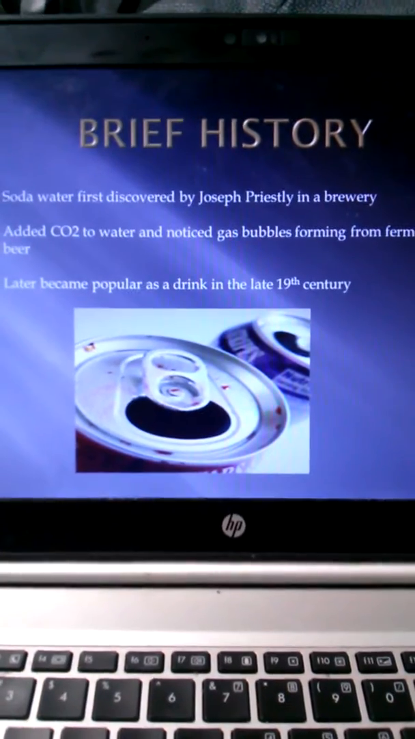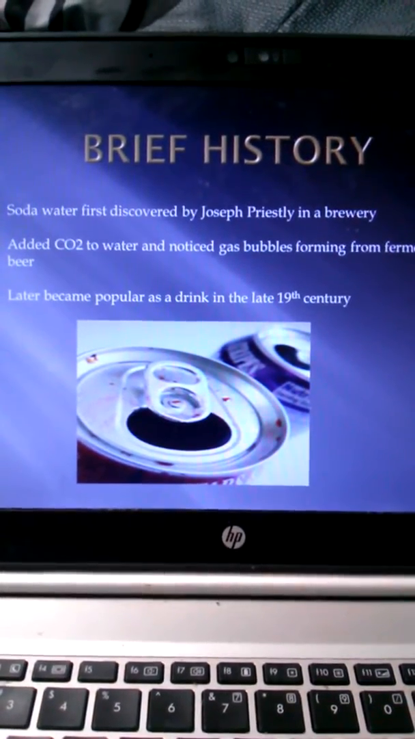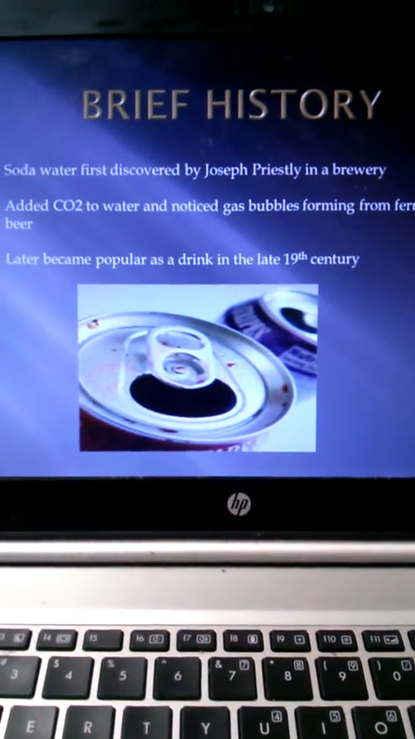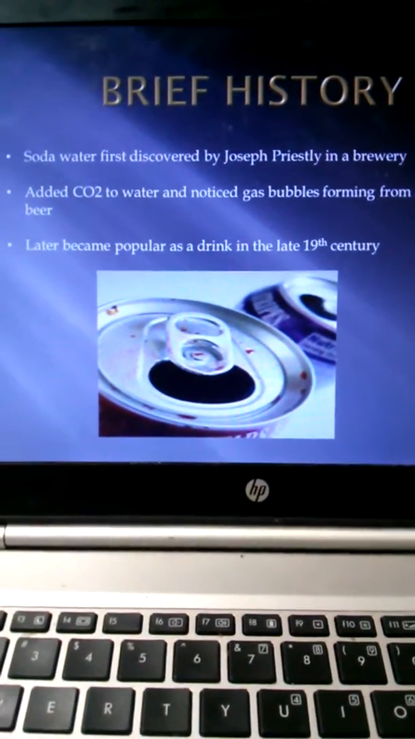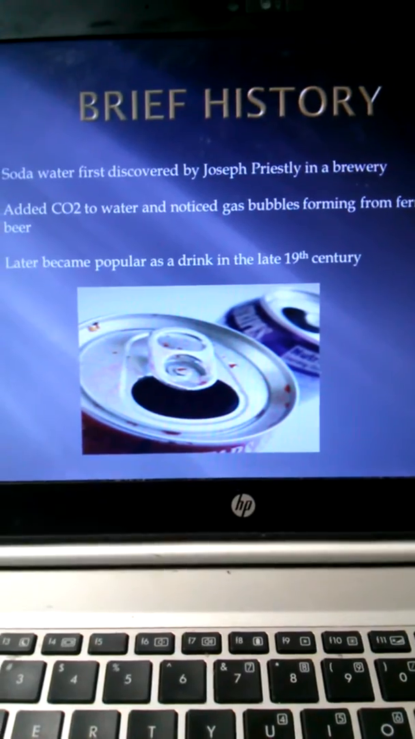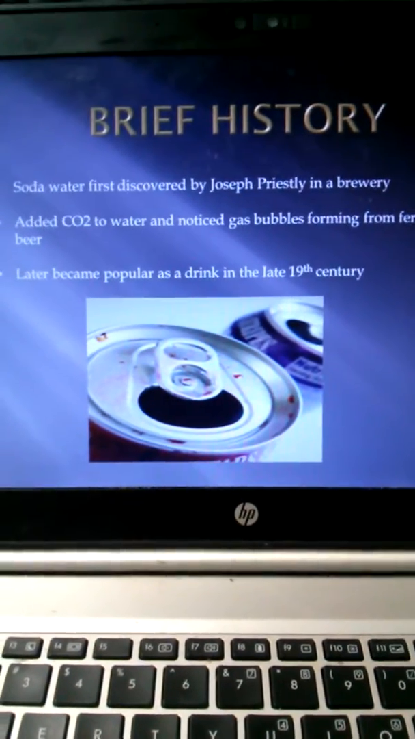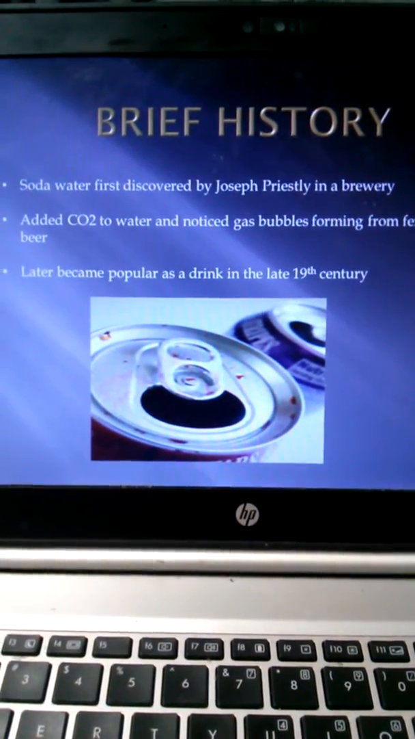However, soda didn't really become popular as a drink until the late 19th century, interestingly enough. So we had this carbonated water, which we'll learn about later, and we never really made it into a popular beverage until the late 19th century.